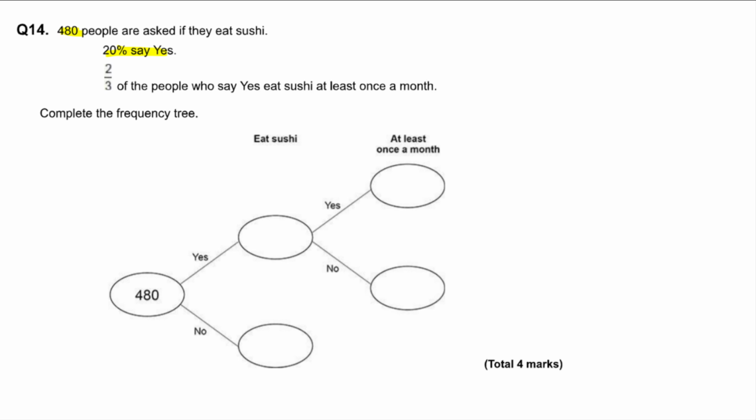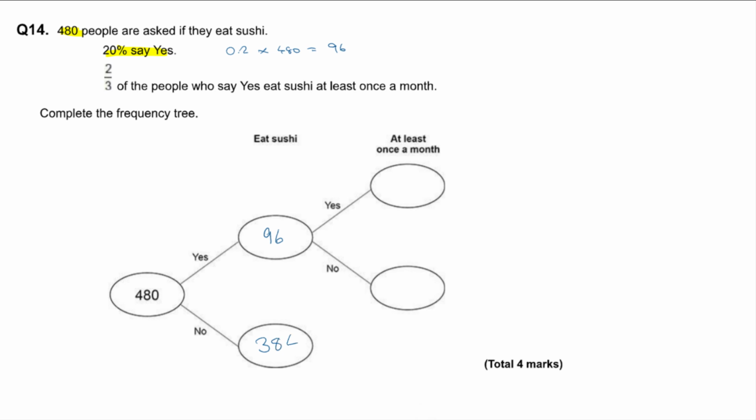Well, if I turn that into a multiplier, 0.2, and times it by 480, it's going to tell me how many people that is. So I'm just going to type it into my calculator, 0.2 times 480, and that comes out to be 96. Okay, so that means 96 people eat sushi, and that means everybody else doesn't eat sushi. So 480 minus answer, I'm going to type into my calculator, that tells me 384 people foolishly do not eat sushi, which is delicious.